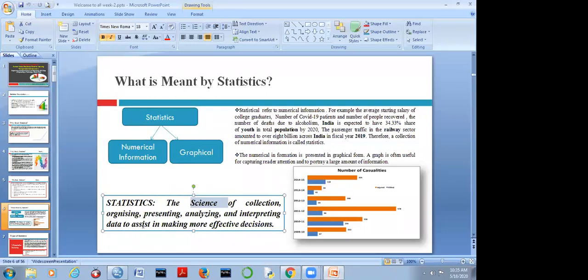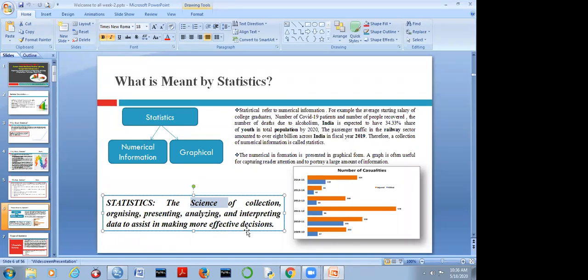Then presenting the data. That is another important thing. You have to decide the method, how you are going to present your data. After presenting, then analyzing. You read it, analyze it, understand what you got from that data, and then come to the interpretation and conclusion. So the science of collecting, organizing, presenting, analyzing, and interpreting data to assist in making more efficient decisions.